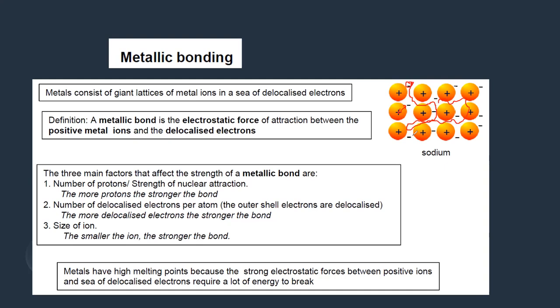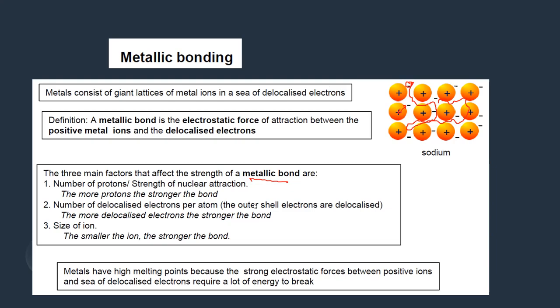There are three main factors on which the strength of a metallic bond depends. Number one, the number of protons or the nuclear charge. If there is a greater nuclear charge, there will be a stronger metallic bond. It also depends on the number of delocalized electrons per atom. If there are more delocalized electrons per atom, there will be a stronger bond as well. And it also depends on the size of the ions. The size of a positive ion should be as small as possible so they can attract the electrons easily.